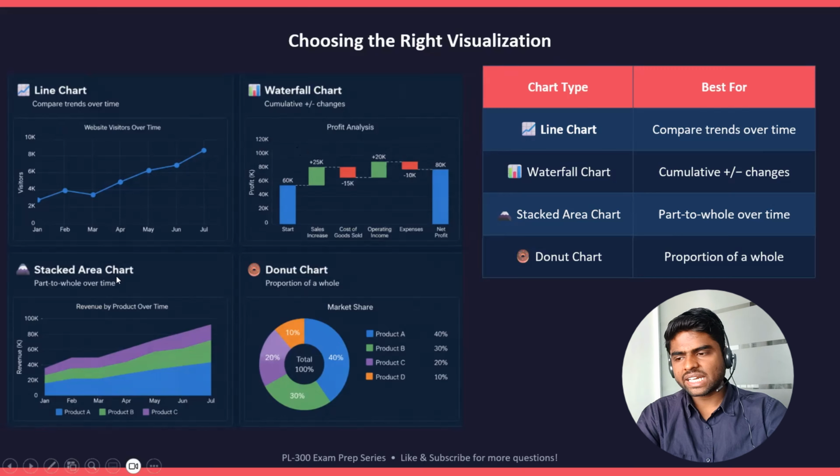When do we use stacked area chart? Whenever you have to display part of your metric with the whole metric but over the time, that time we always go for the stacked area chart. When to use donut chart? Whenever you have to display percentage distribution of your metric, that time we always go for donut chart or pie chart.